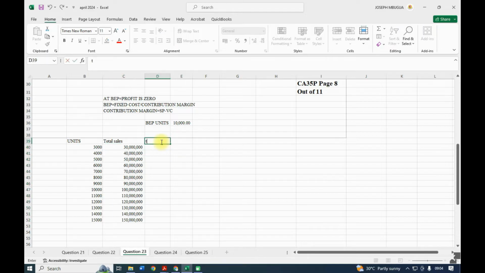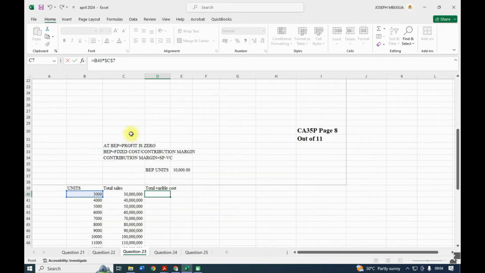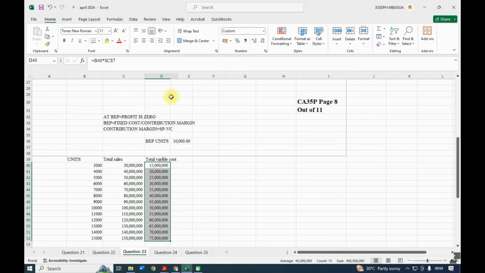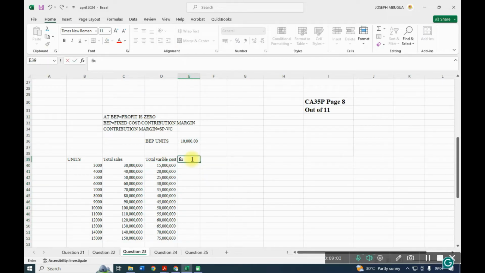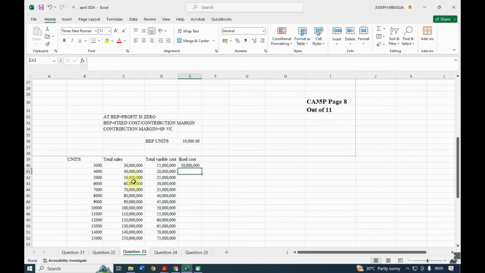Then we can get the total variable cost. For the variable cost, the same thing. We have the units, and we have variable cost per unit, which is 5,000. We lock that, it's a constant, and again we shall autofill that. That will be the total variable cost. Then we have the fixed cost. Remember, fixed cost is a constant. Again, it was a constant of 50. We lock that, and we autofill these because it is a constant.